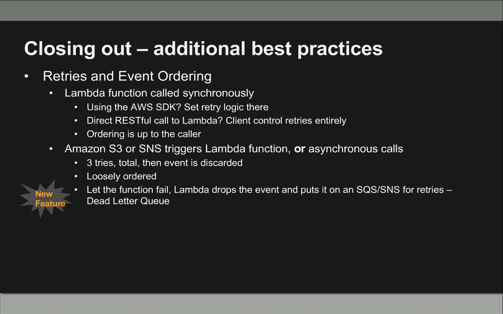So what we released during re:Invent last year is a functionality called dead letter queue. What it does is you let the Lambda function fail, and you can set a trigger to put that failed Lambda event into an SQS or an SNS for retry. This gives you the ability to gain insight into the failed Lambda function and do some interesting things with it.